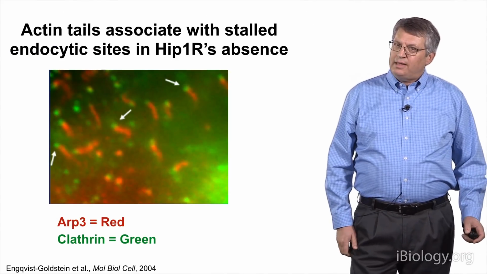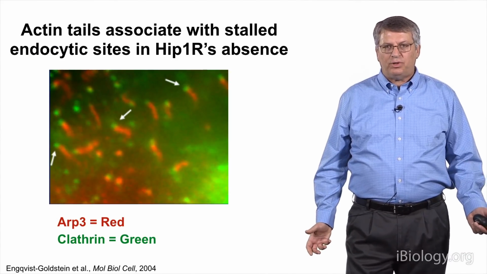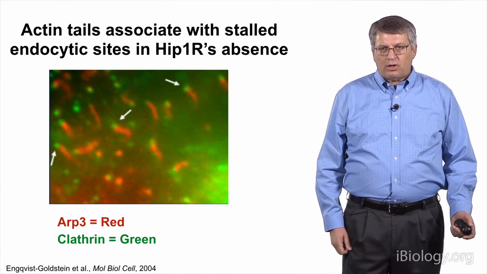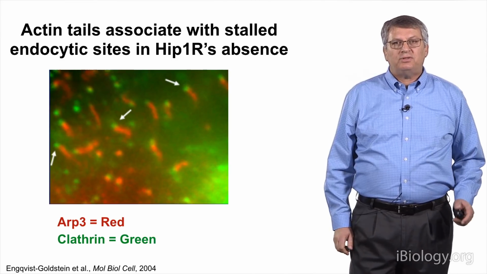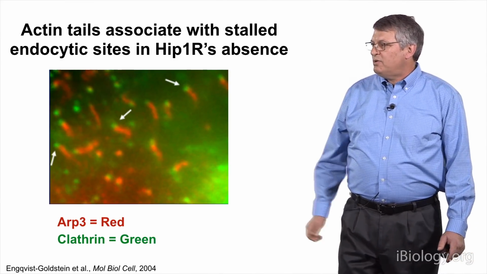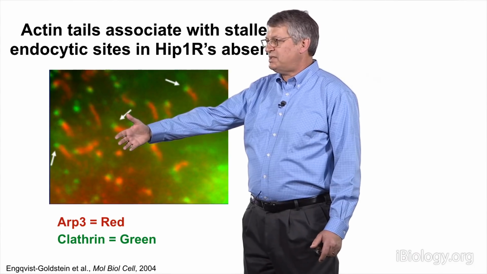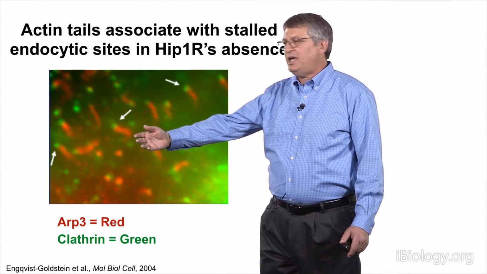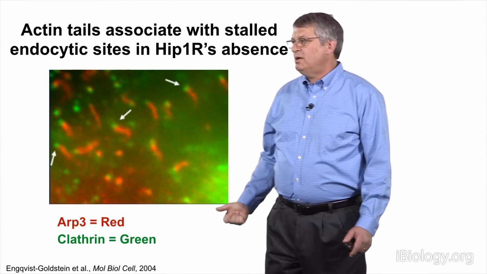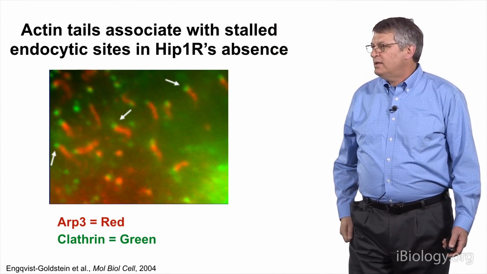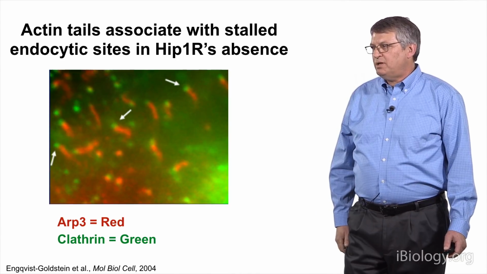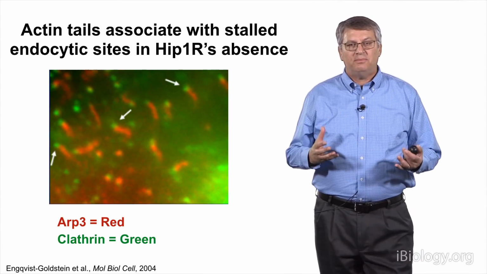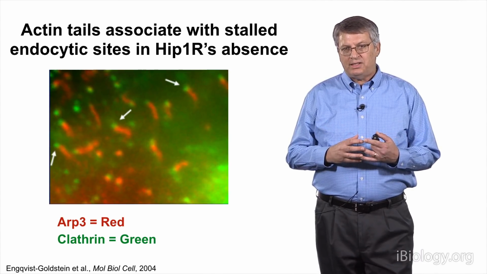Now, in order to test the function of HIP1R in these mammalian cells, Åsa knocked down the expression of HIP1R using siRNA and saw a really interesting phenotype. What she saw was that green endocytic sites, that's Clathrin in green, were associated with actin tails marked by an RFP-labeled ARP2/3 complex subunit. So knocking down HIP1R caused the actin cytoskeleton to become stably associated with endocytic sites.